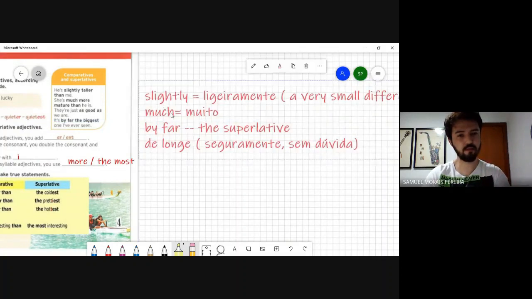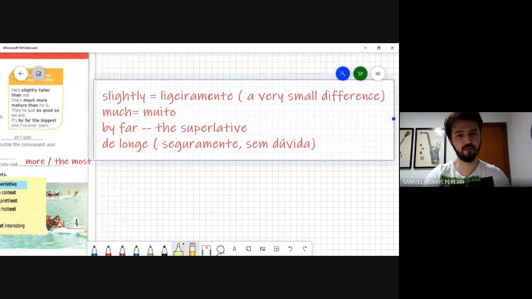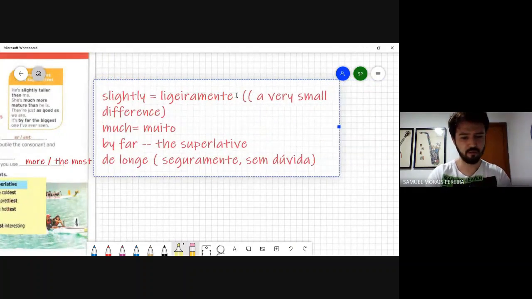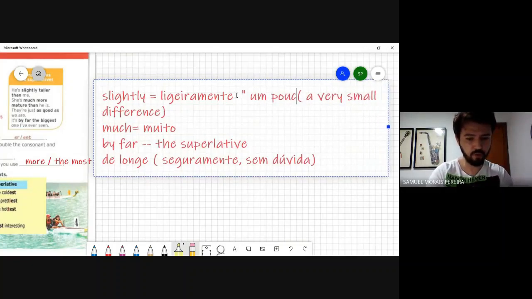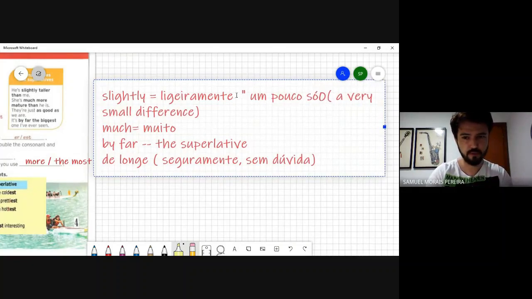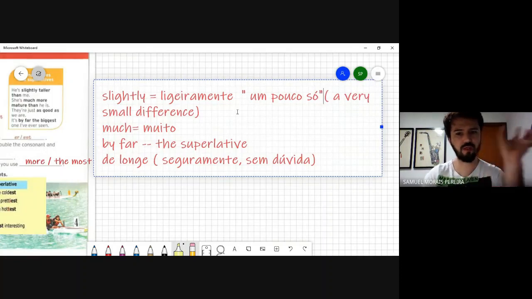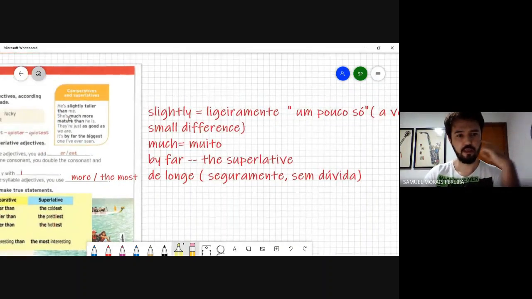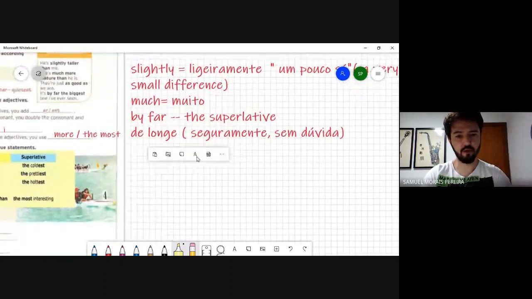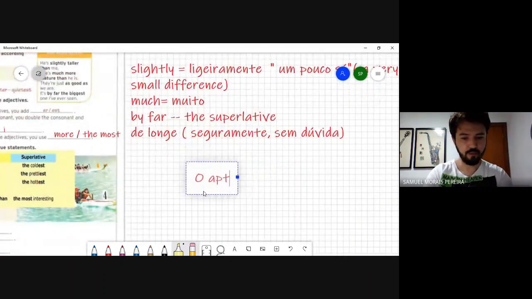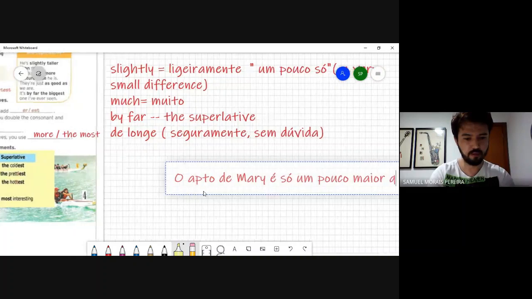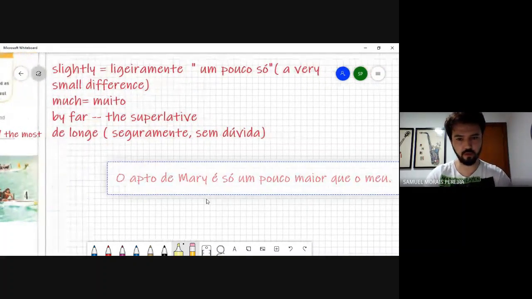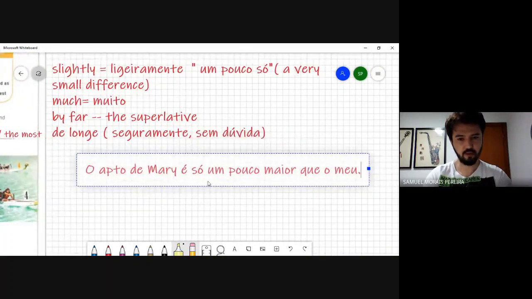Esse slightly, nas legendas, eu vejo os tradutores traduzindo por um pouco só. Ó, tipo aqui entre aspas. Just a moment. Um pouco só. Ou só um pouco. Ó, ele é só um pouquinho mais alto que eu. Ó, he's slightly taller than me. Quer ver um exemplo? Ó? Pay attention. O apartamento de Mary é só um pouco maior que o meu. Como é que eu falo isso? É só um pouco maior que o meu.